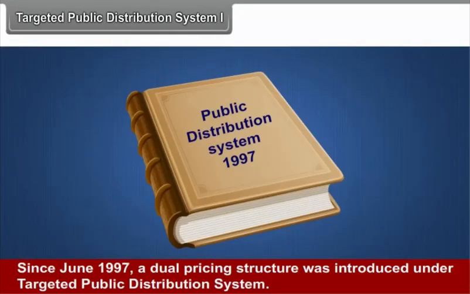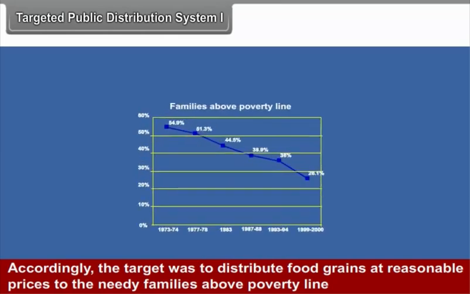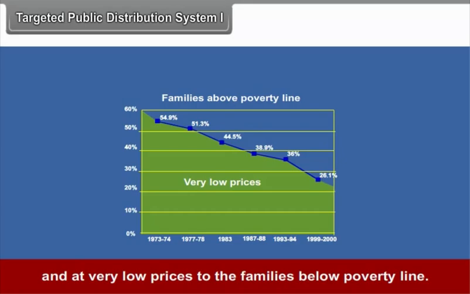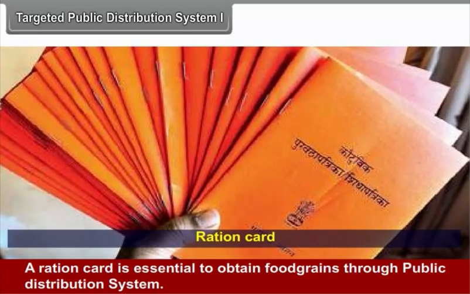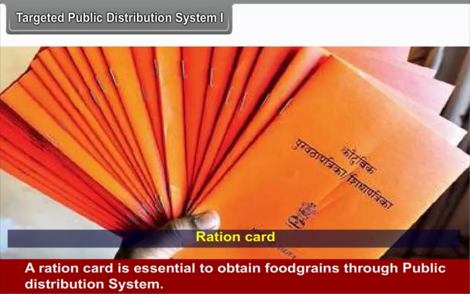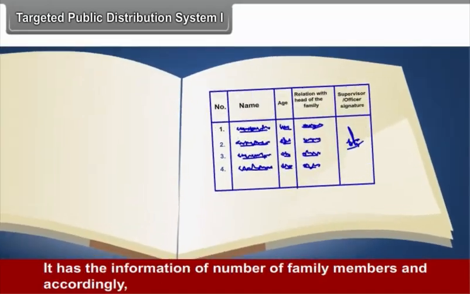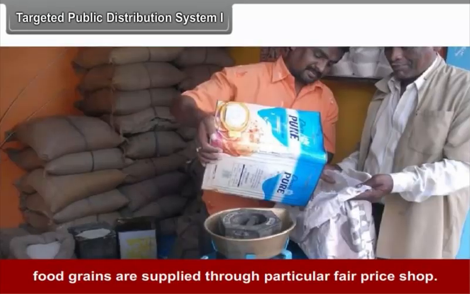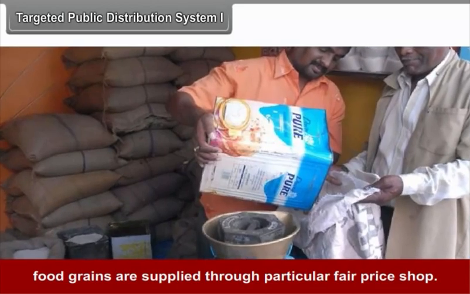Targeted Public Distribution System. Since June 1997, a dual pricing structure was introduced under Targeted Public Distribution System. Accordingly, the target was to distribute food grains at reasonable prices to the needy families above poverty line, at a very low price to the families below poverty line. A ration card is essential to obtain food grains through public distribution system. It has the information of number of family members, and accordingly food grains are supplied through particular fair price shop.